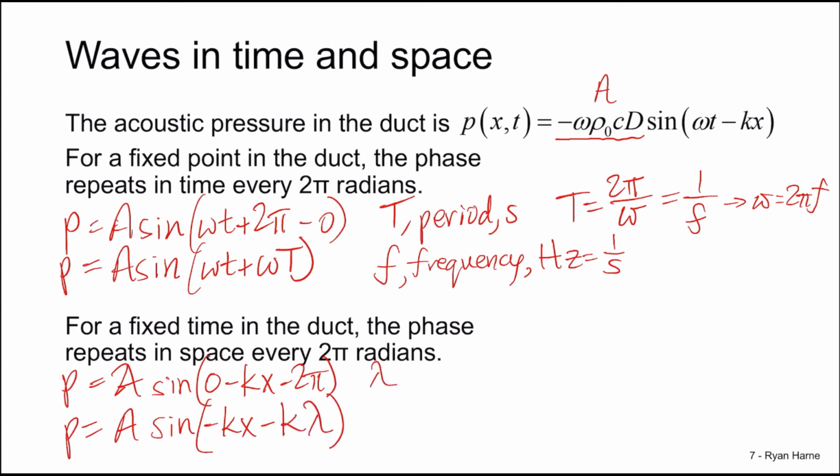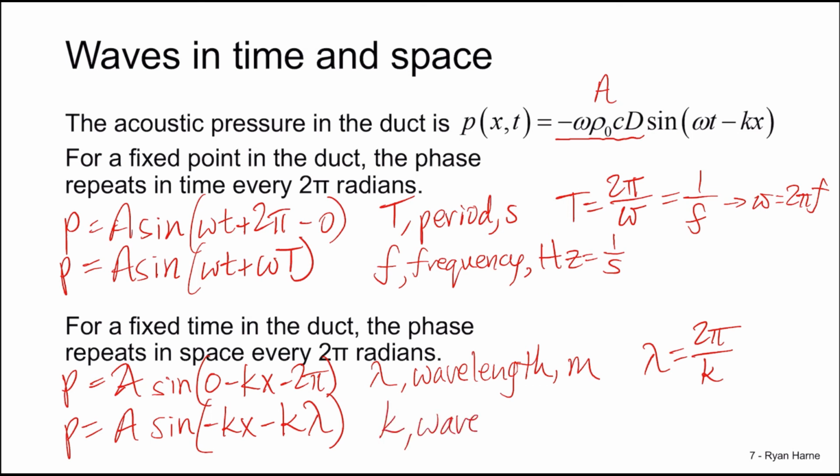Lambda, we've seen before. It's called the wavelength and has units of meters. The wavelength is computed from 2 pi on k. Recalling that k, the wave number, has units 1 on meters.